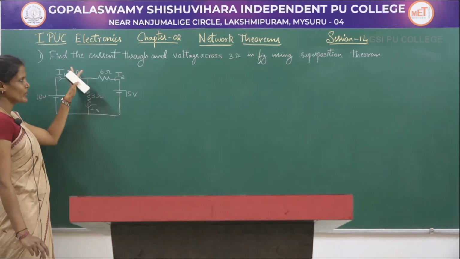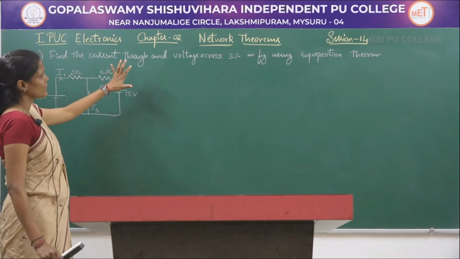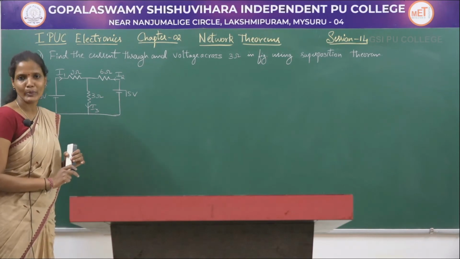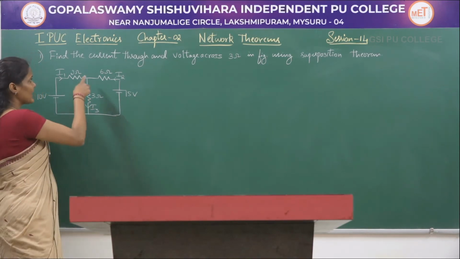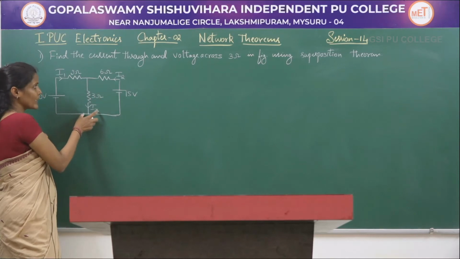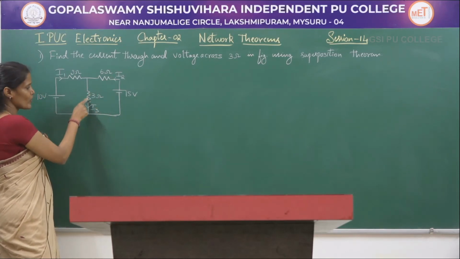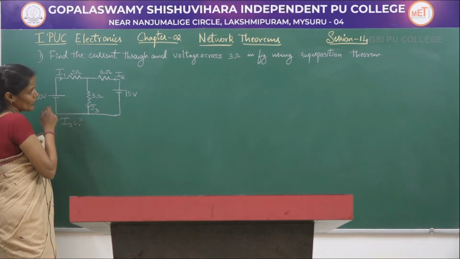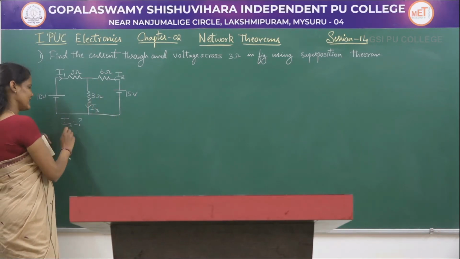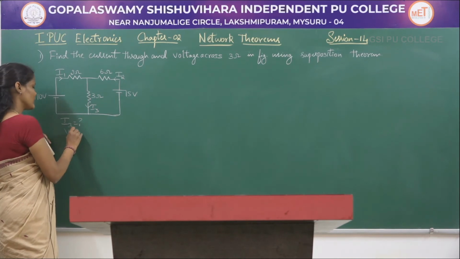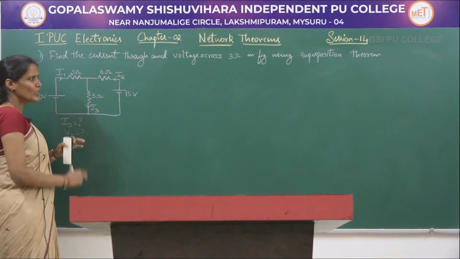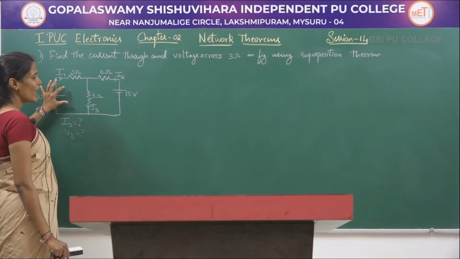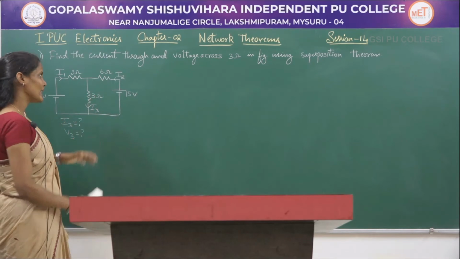So this is the problem that you have to find out. Find the current through and voltage across the 3 ohm resistor in the figure using the superposition theorem. You have to find out the current through this 3 ohm resistor, that is, I3 is equal to how much, and the voltage across this, let me denote it as V3 itself. So using the superposition theorem, you have to consider these sources separately.